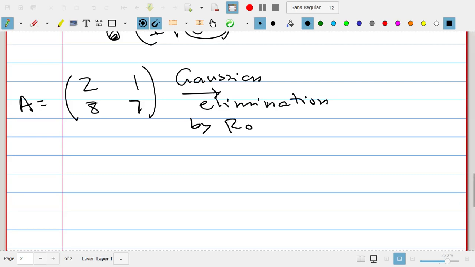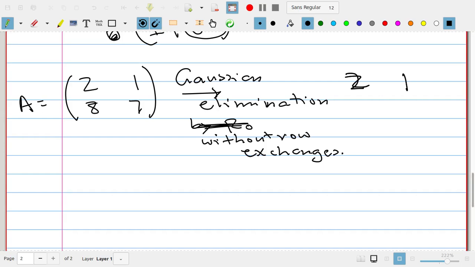By row exchanges. Okay, Gaussian elimination without row exchanges. So when you do this without row exchanges, you end up with 2 1. Of course, 8 minus 4 times 2 is 0. 7 minus 4 times 1 is 3. 0 3. Now this matrix is an upper triangular matrix.